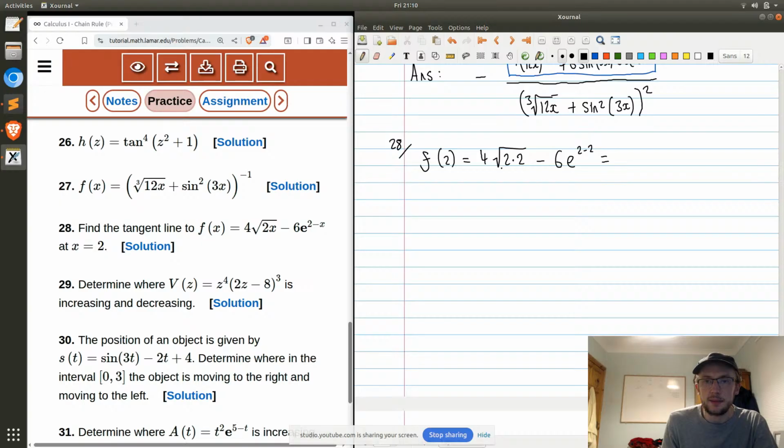And what is that? That's square root of 4, which is 2, so that turns into 8. 8 minus 6, and then what's that? E to the 2 minus 2, well, that's e to the 0, which is 1. So 8 minus 6, which is 2. So I know (2, 2) is on the tangent line.